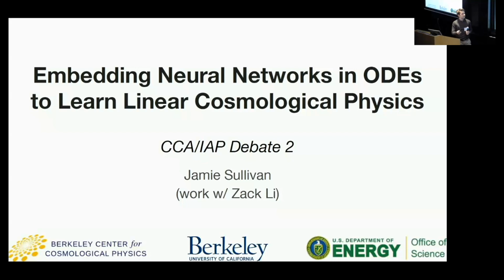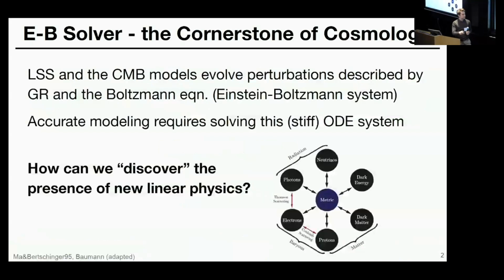So let's start with a brief review of linear perturbation theory in less than a minute. Well, what are we doing here? Basically, we're taking linear fluctuations and seeing how they evolve in the picture that we're all very familiar with, where we have the metric coupling to everything, the neutrinos, dark matter, dark energy, etc. And then you have a stiff ODE system because the electrons, protons, and photons are, of course, also coupled to each other in the early universe.